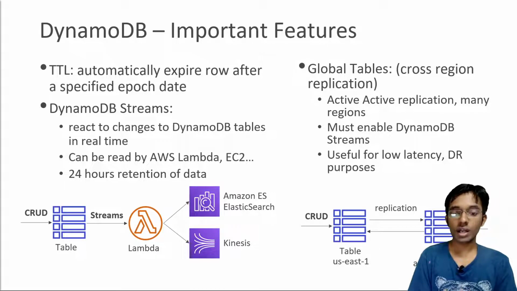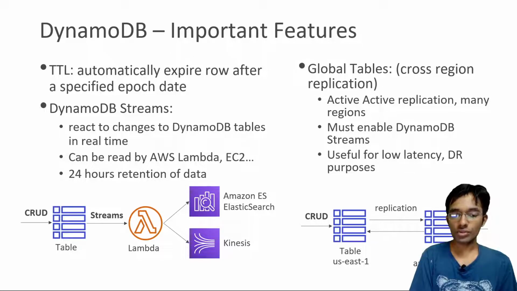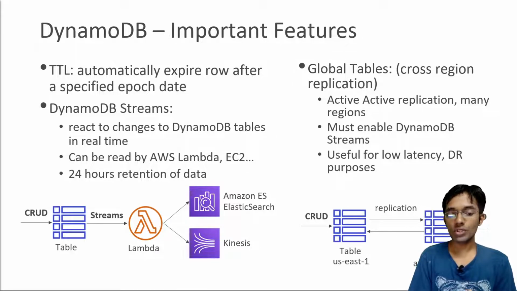Here's an example. We have two tables. One is in US East 1 and the other one is in AP Southeast 2. Whatever we do to the table in US East 1 is going to be replicated to the table in AP Southeast 2. And similarly, whatever we do in AP Southeast 2 is going to be replicated back into the US East 1 table.